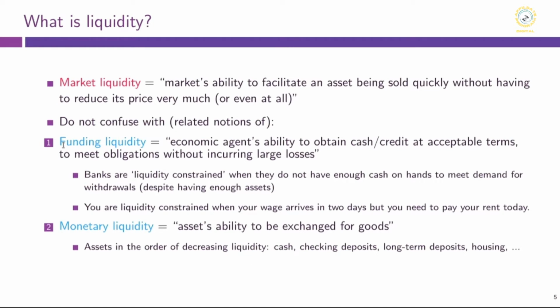Now, the final type of liquidity that we're going to talk about is funding liquidity. This is the economic agent's ability to obtain cash or credit at acceptable terms or to meet obligations without incurring large losses. So this is the property of economic agents rather than the property of a market or the property of an asset. Funding liquidity has to do with the fact that even if you have a lot of assets, the composition of your portfolio of assets may be such that it is not easy to liquidate these assets when you need money.